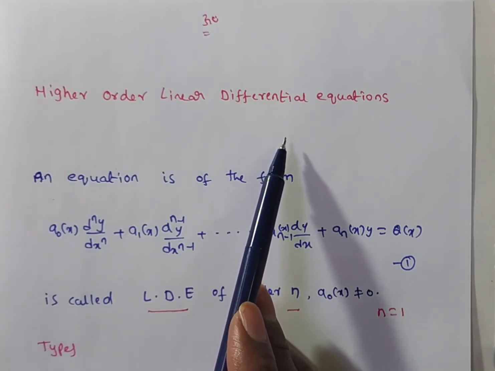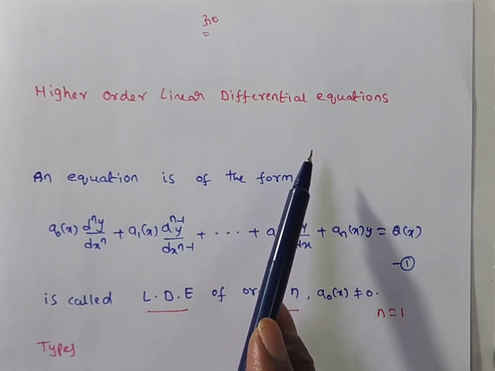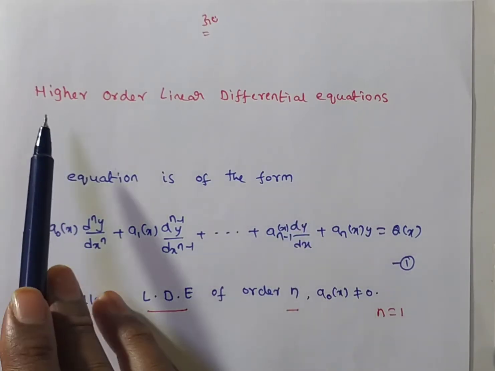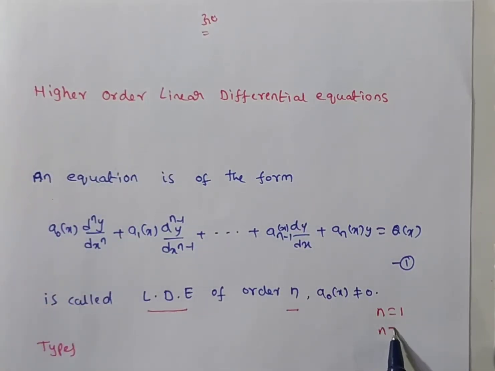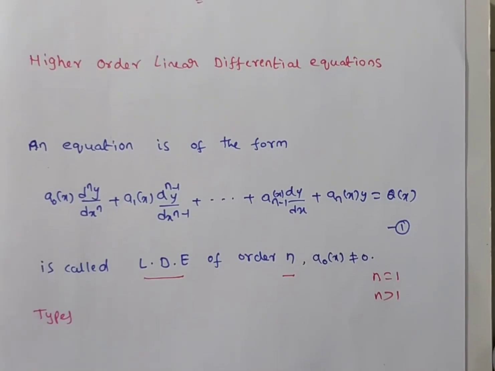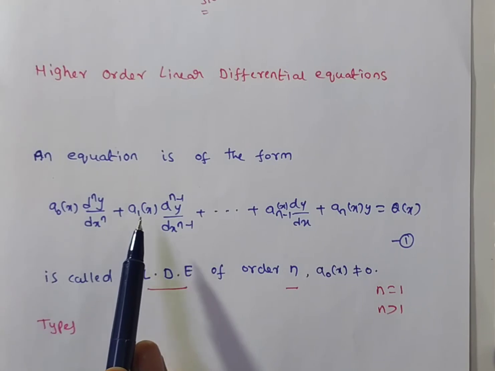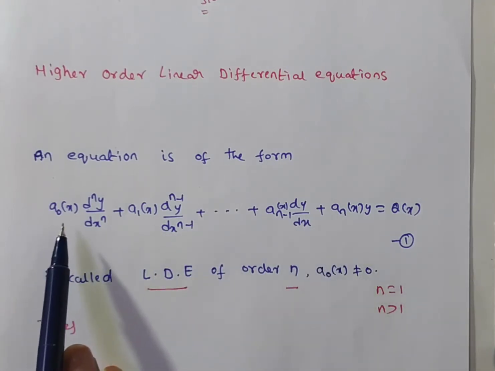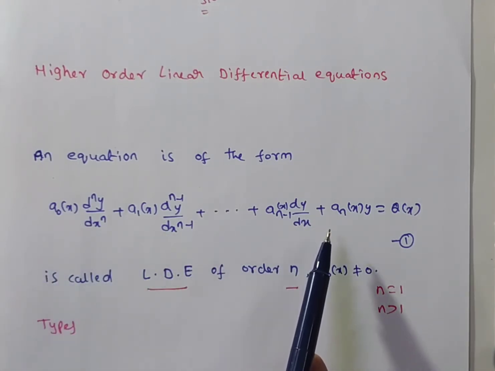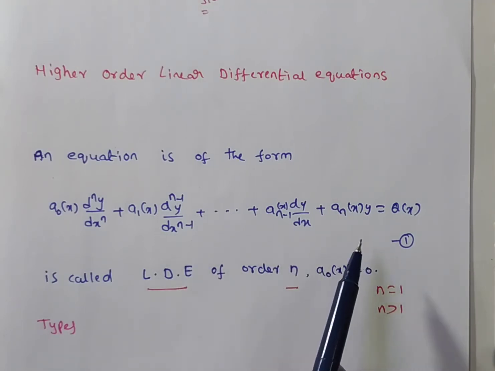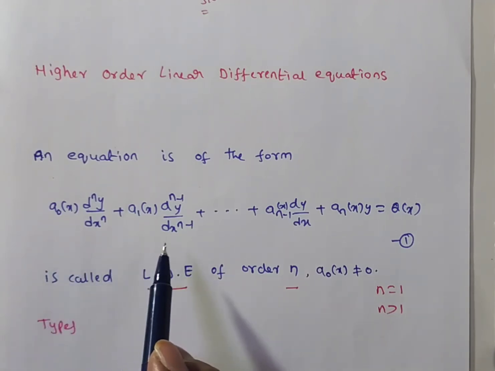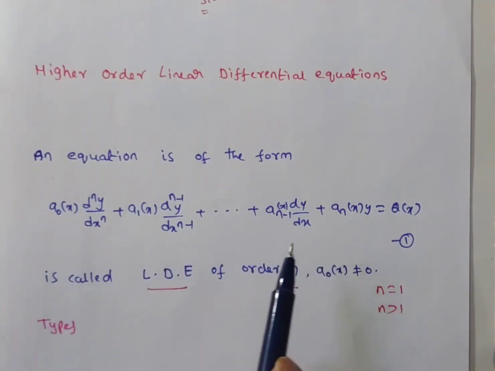In the previous videos we discussed the first order and first degree linear differential equation. Now we are discussing higher order, that is, n greater than 1. Now these are different types. Here a naught of x, a1 of x, and so on, an of x are there. If these are all constants, then this is a linear differential equation with constant coefficients.